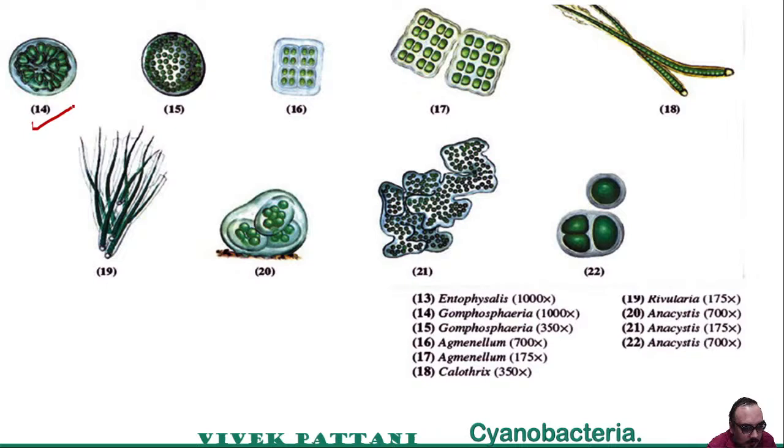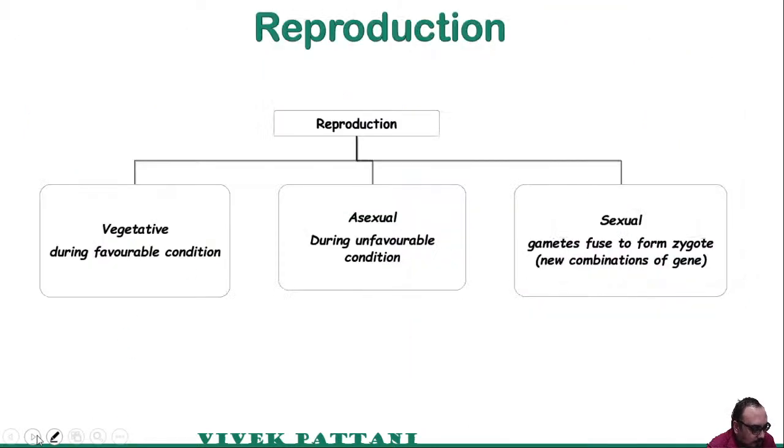14th one is Gomphosphaeria, 14th and 15th. Yes, 14th and 15th. 16th and 17th ones are Gloeocapsa. Okay, 18th one is Calothrix, 19 is Rivularia, 20, 21 and 22 is a photograph of Anacystis.